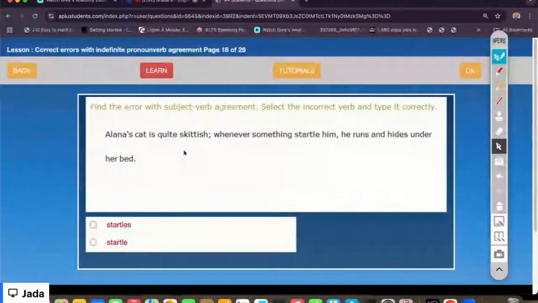so Alana's cat is quite skittish. Whenever something startles him, he runs and hides under her bed. So hides or hide? What do you think is this one?